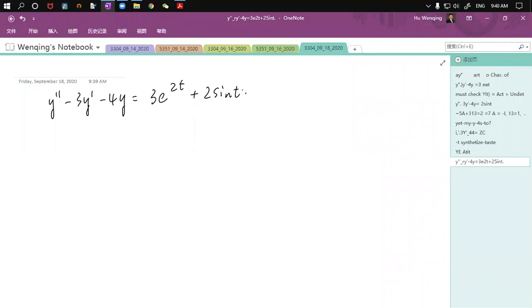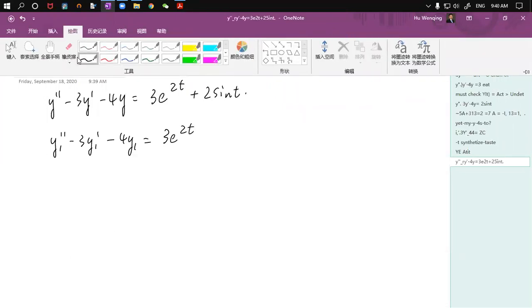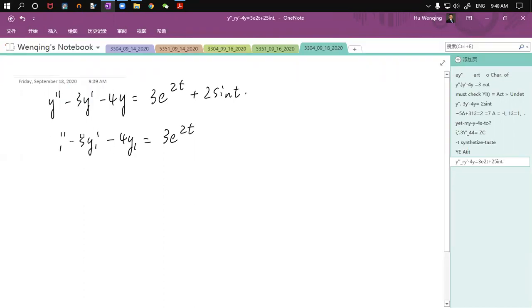Well, imagine that you find one particular solution, y1, such that y1 double prime minus 3 times y1 prime minus 4 times y1 is equal to 3 times e to the power 2t. Then suppose you find another particular solution, y2, such that y2 double prime minus 3 times y2 prime minus 4 times y2 is 2 times sine t.